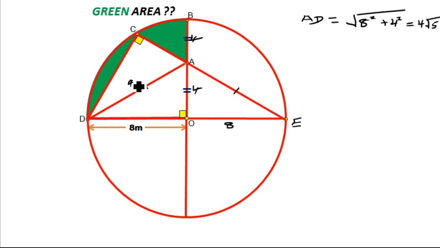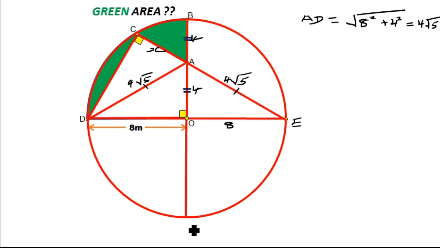So this length here is 4 root 5. Then it means the length A to E as well is going to be 4 root 5. Now after getting the length AD, we can now get the length from A to C. How do we get the length AC? If we let the length AC be X, we can use the theorem of intersecting chords.